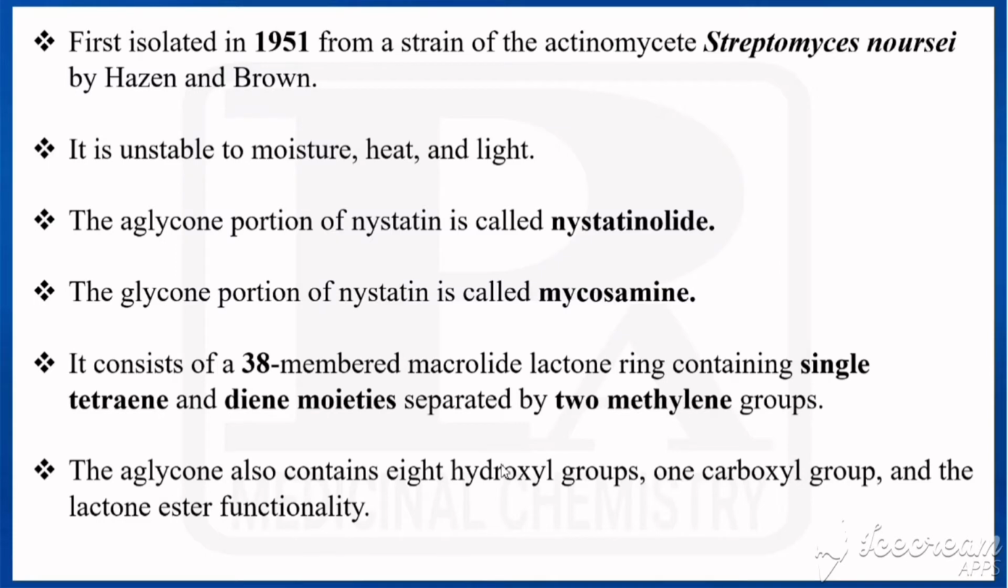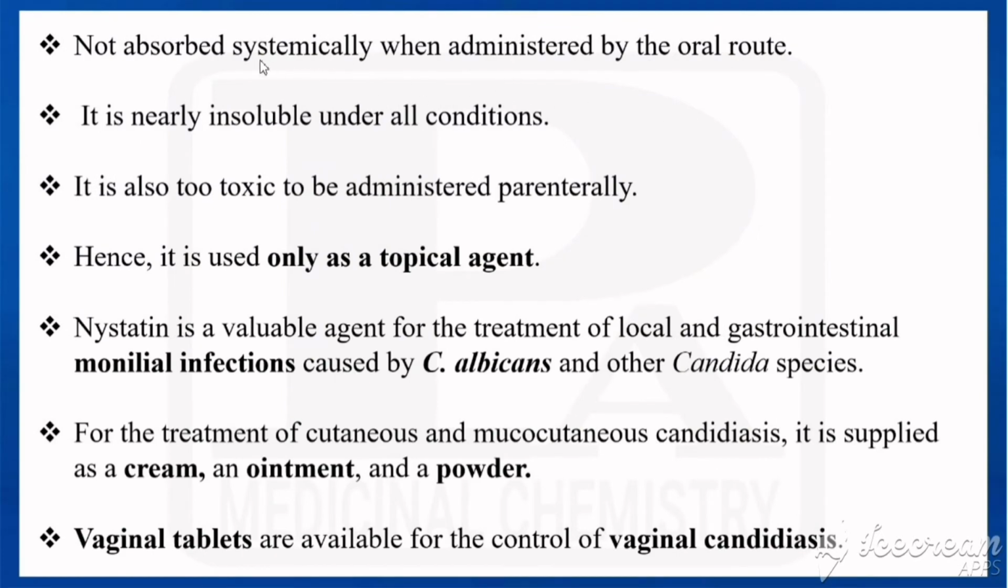The aglycone has 8 hydroxyl groups. We have seen this also. 8 hydroxyl groups, 1 carboxyl, and the lactone ester functionality. It is not absorbed systemically when administered by the oral route. It is nearly insoluble under all conditions. It is also too toxic to be administered parenterally. Hence, it is only used as a topical agent.